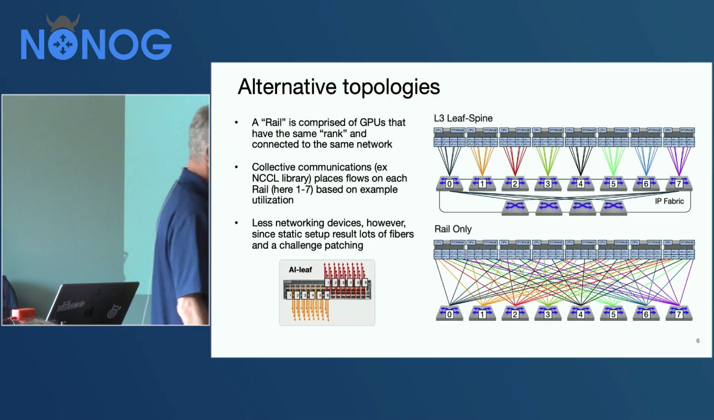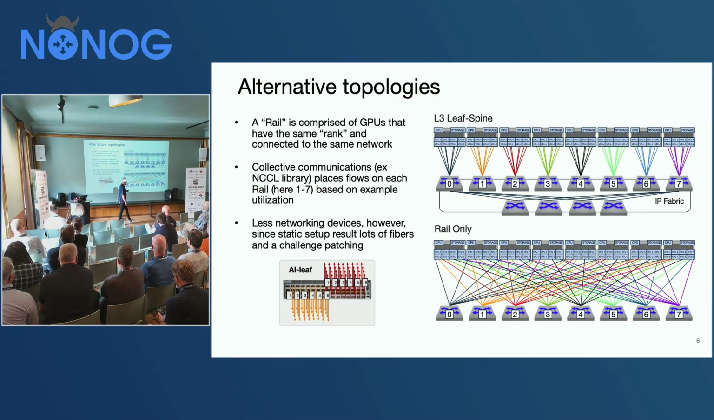There are also different kinds of topologies we can use when building the AI network. We have the standard layer 3 leaf and spine, the same topology that we use in our standard data centers based on IP. And we have what we call a rail. In the layer 3 leaf and spine, you connect all the GPUs in one rack to a leaf switch, and then they are connected to the spine, which means all GPUs can communicate over the IP fabric with each other.